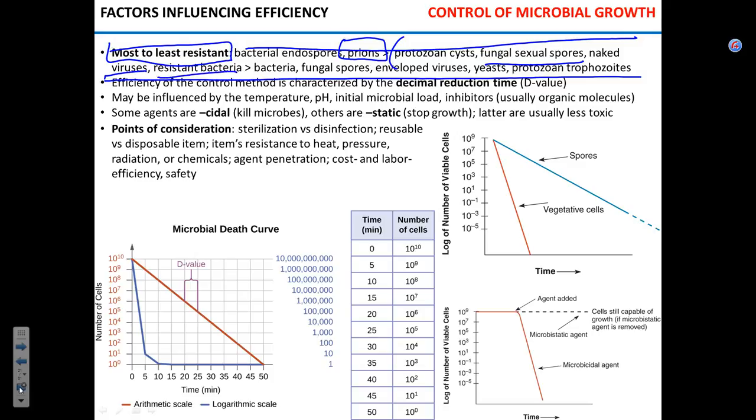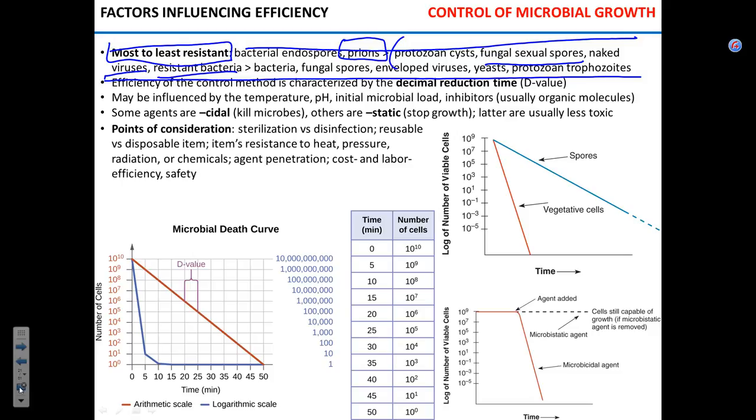Next, after the bacterial endospores and prions, we talk protozoan cysts, sexual spores of fungi, naked viruses, and resistant bacteria. Now, let's clear out what you already know. Resistant bacteria. Well, bacteria that are more resistant to cleaning procedures than others. Mycobacteria, for example. Mycolic acid protects mycobacteria from, say, chemical cleaning. Make sense? Fungal sexual spores. Special type of spores that fungi produce when they are threatened. Let's put it this way. That's all you have to know by now.